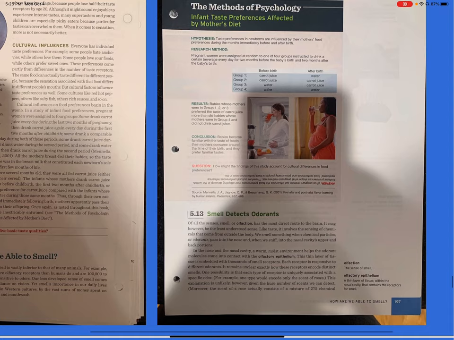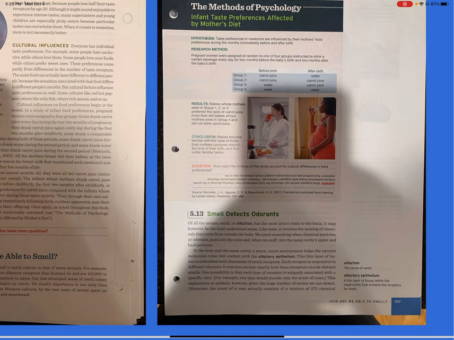5.13. Smell detects odorants. Of all the senses, smell, or olfaction, has the most direct route to the brain. It may, however, be the least understood sense. Like taste, it involves the sensing of chemicals that come from outside the body. We smell something when chemical particles or odorants pass into the nose, and when we sniff into the nasal cavity's upper and back portions. In the nose and the nasal cavity, a warm, moist environment helps the odorant molecules come into contact with the olfactory epithelium.